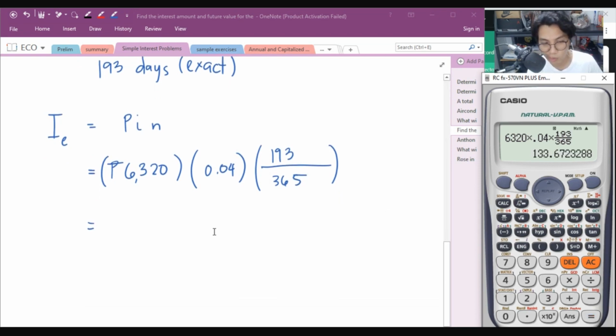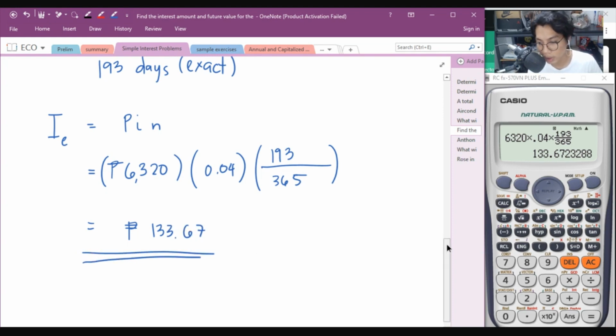Okay? That is the profit it earned. You have a profit, or interest, of 133 pesos and 67 cents. That is the exact interest.